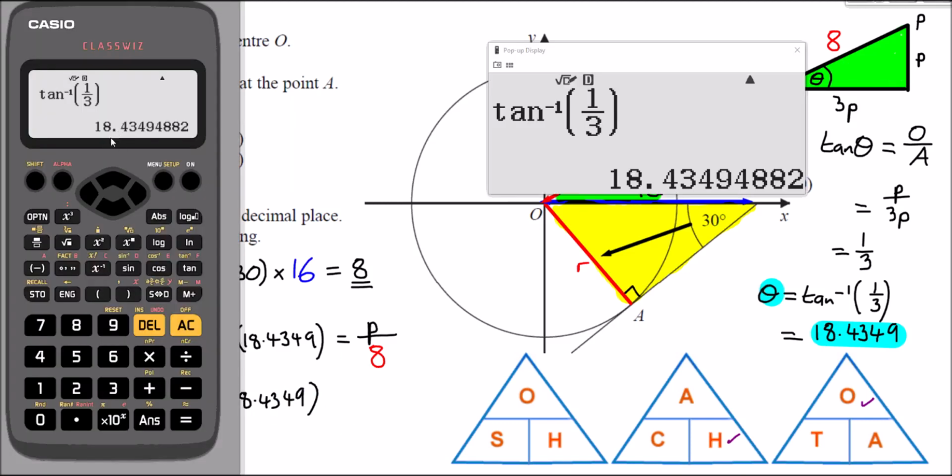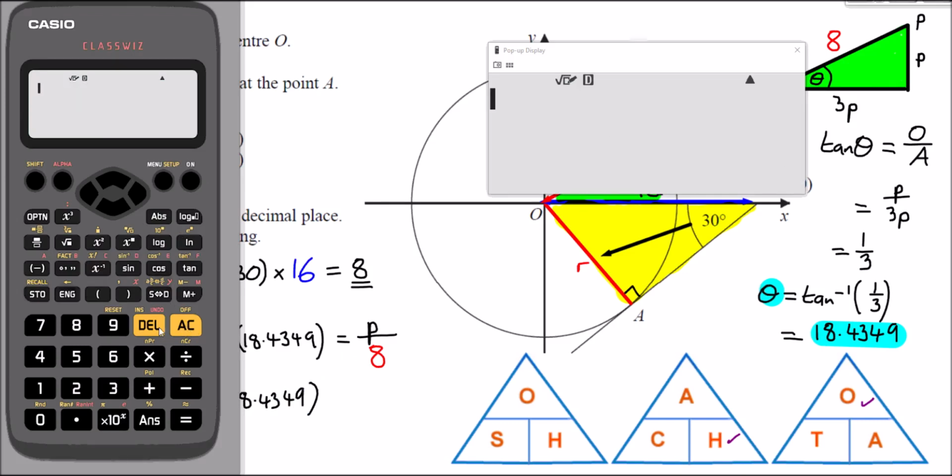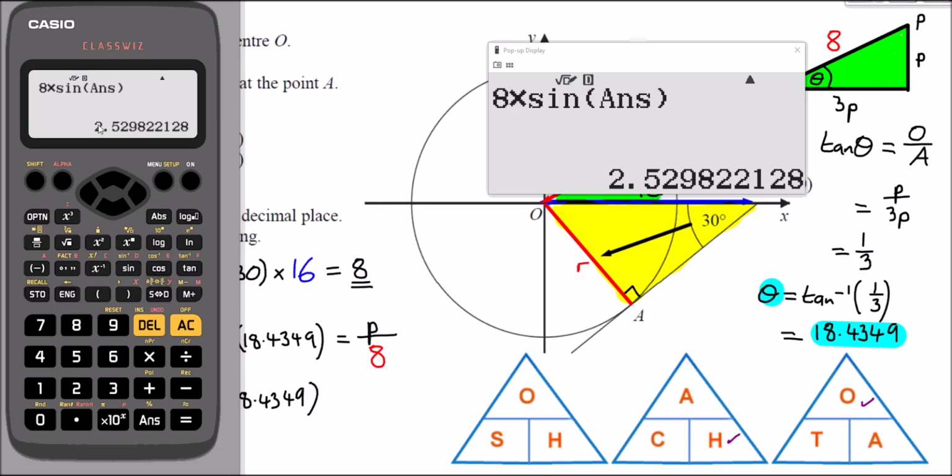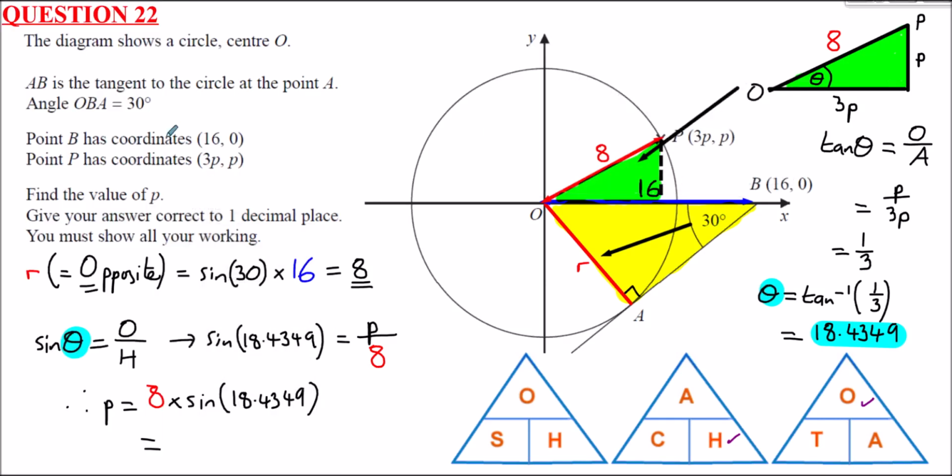So I've got this angle here stored in the calculator. So what I can do is just do 8 multiplied by sine of that answer which has been stored. And it comes out to 2.52 and so on. But because I want my answer only to one decimal place, I can stop at just 2.5. So P, to one decimal place at least, is 2.5, but that's all we've been asked to give it to, so we're done. P is 2.5.